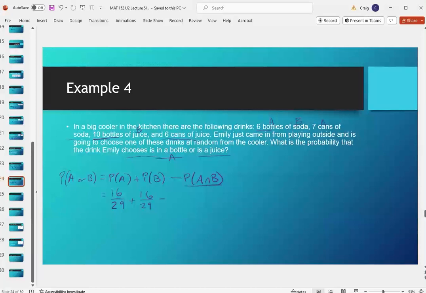What's the probability of choosing a bottle and a juice? What's the probability of choosing both? We have to subtract that away. Right now, we've counted that twice. Well, there are 10 bottles of juice. There are 10 that are both, A and B. And so we subtract 10: 32 minus 10, 22 over 29, which is 0.759.